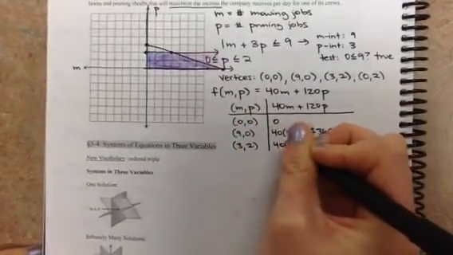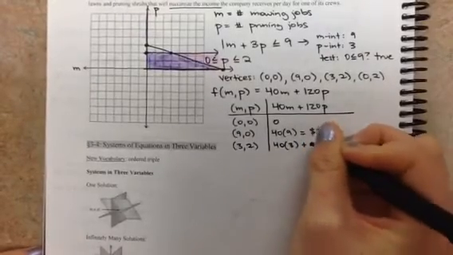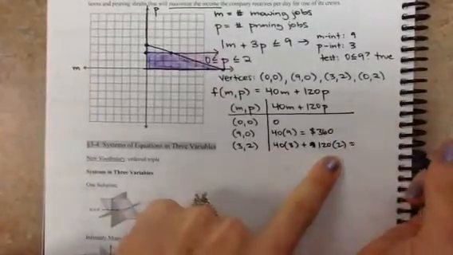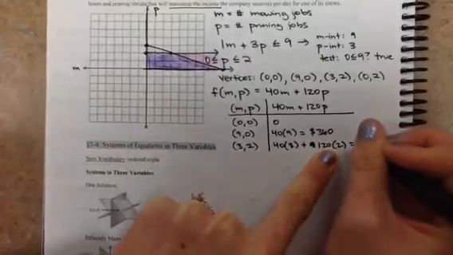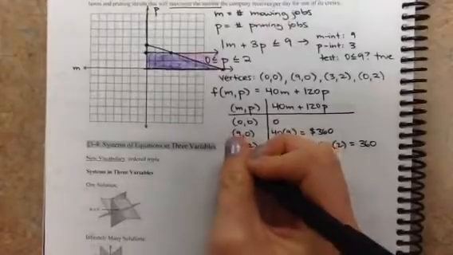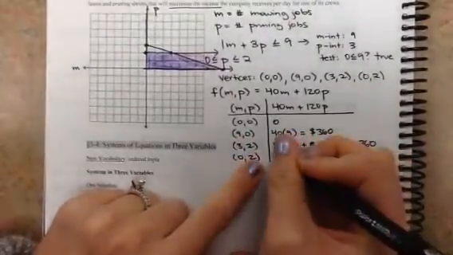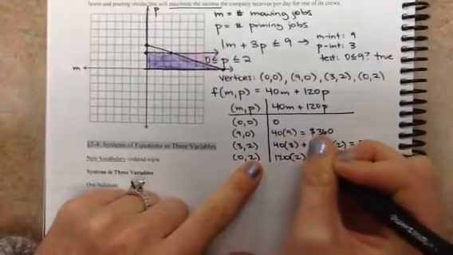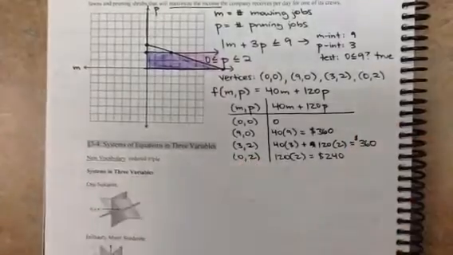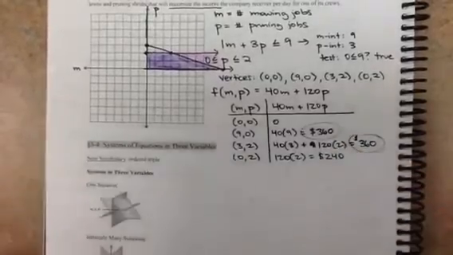So 3 mowing jobs at $40 a pop, and 2 pruning jobs. So this is 120. This gives 240. So that actually also gives 360. Okay, and then the last one is 0, 2. If we plug that in, no mowing jobs, but 2 pruning jobs. So $120 each. That is $240. Okay, so if we are trying to maximize income, this actually gives you the exact same value.